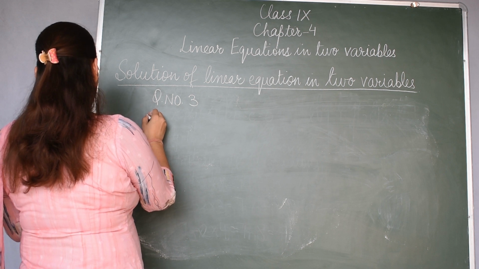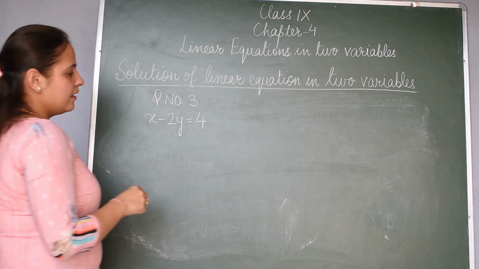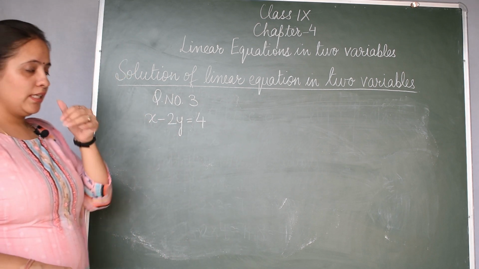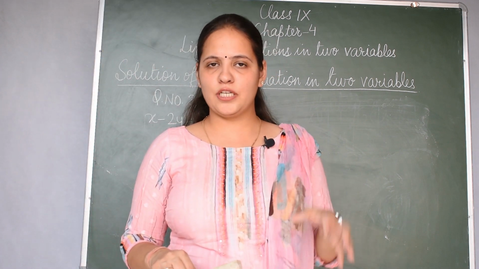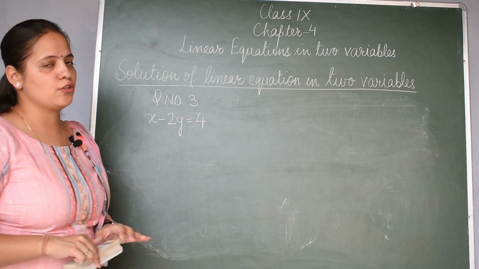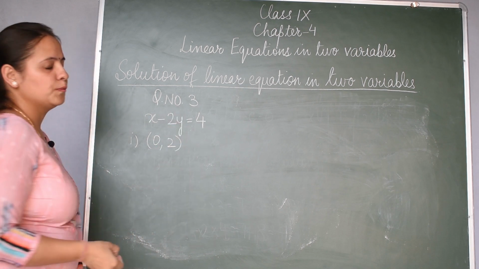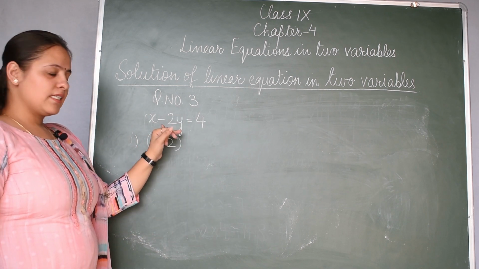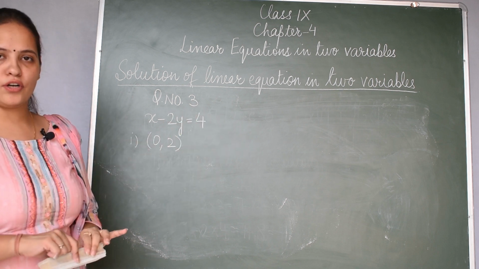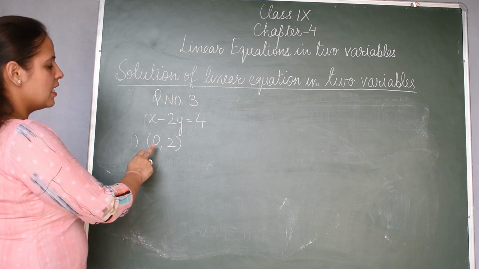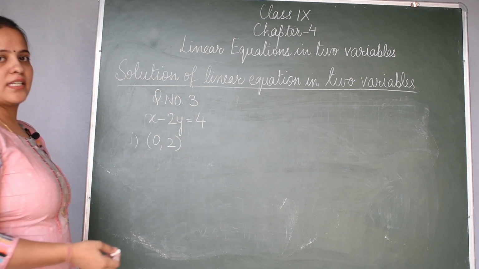You are given the equation as x minus 2y is equal to 4. And now you are given the linear equation in 2 variables, and you need to check whether the given solutions are the solutions of this equation or not. Let's take the first part, 0, 2. You need to check whether this is the solution of this equation or not. So what we have to do is we need to substitute x as 0 and y as 2, and you need to check whether the equation is satisfied or not.